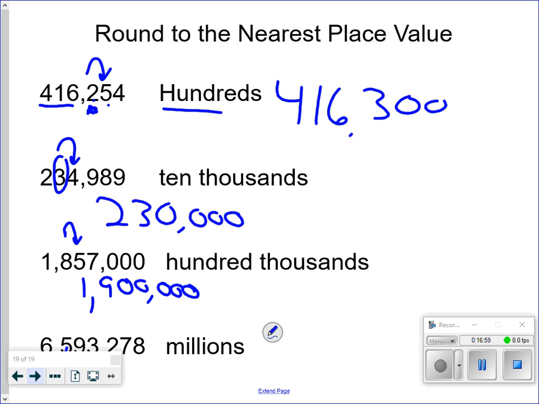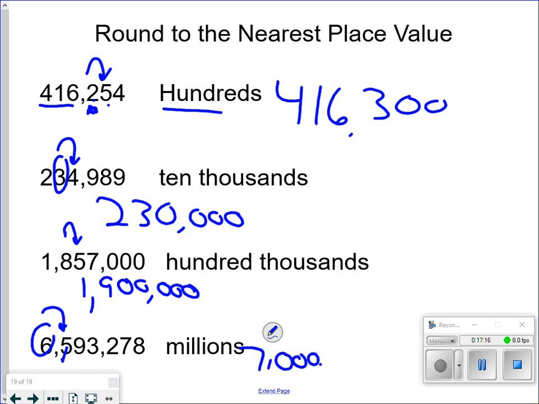Last one, last problem for the day. I can't see it. We'll try to get down to it. Extend this page so we can see what's going on. I can't. Anyways, follow along with me. So I'm in the millions. That's right here. I'm going to move. That 5 will make the 6 round up, so I'm at 7 million.